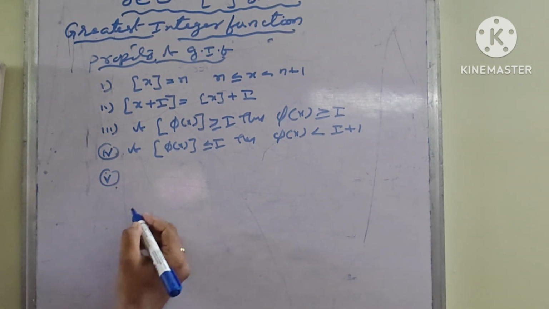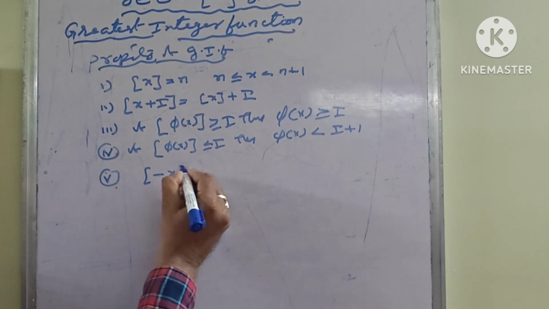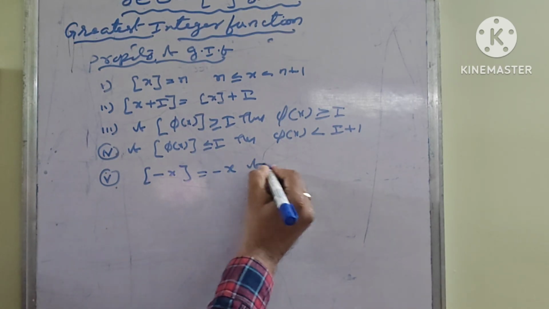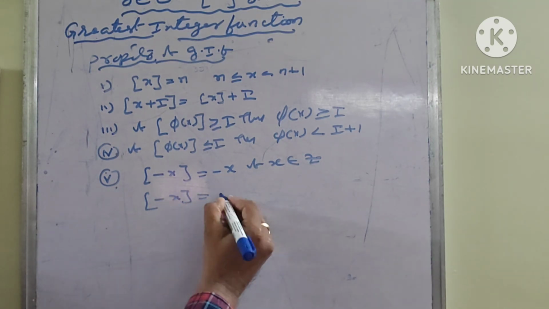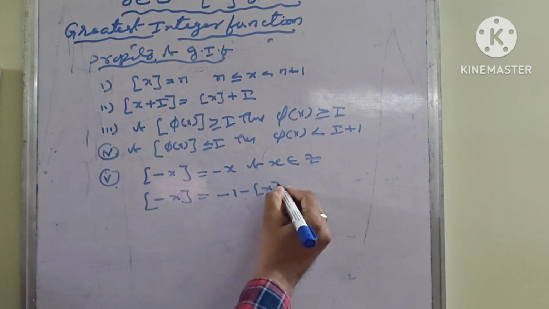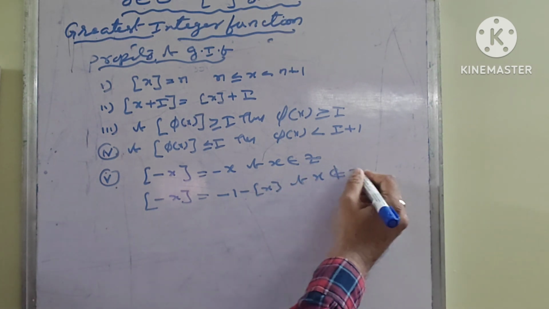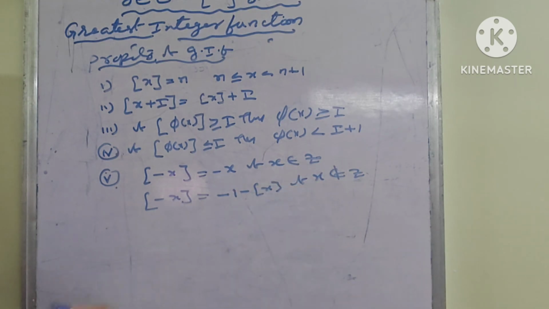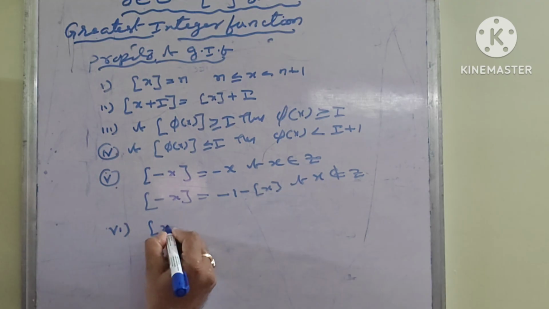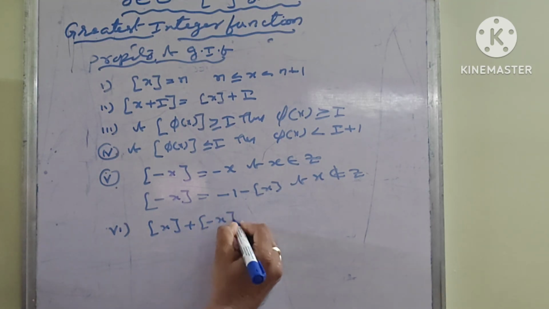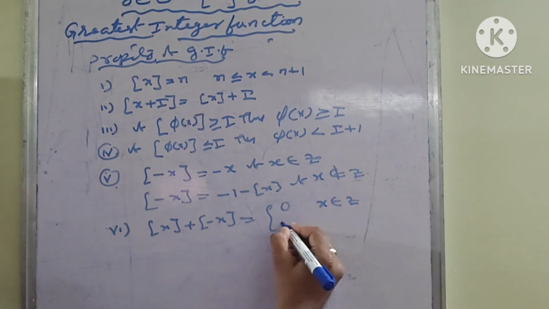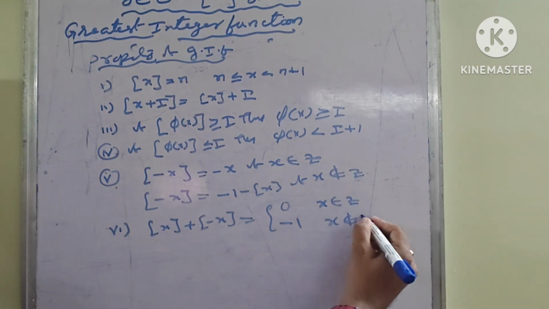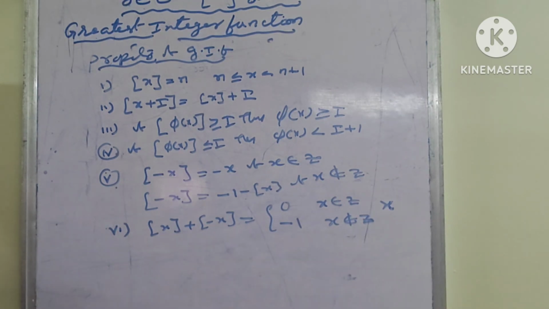Fifth point: the integral part of minus x is equal to minus x if x belongs to integers, and equal to minus 1 minus the integral part of x if x is not an integer. So this is the most important. Sixth point: the integral part of x plus the integral part of minus x has two cases. One is 0 when x belongs to Z, and the other is minus 1 when x does not belong to Z. This is also an important point.